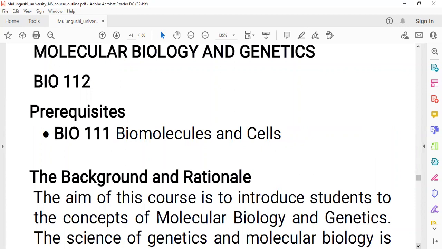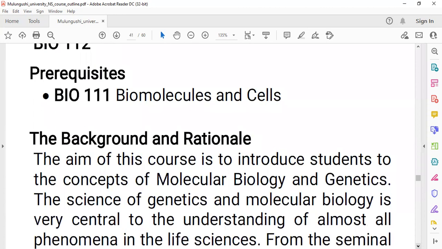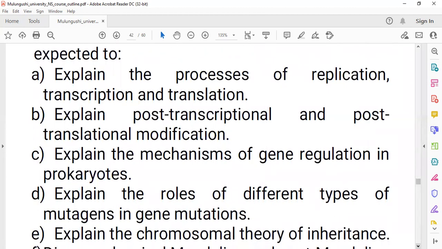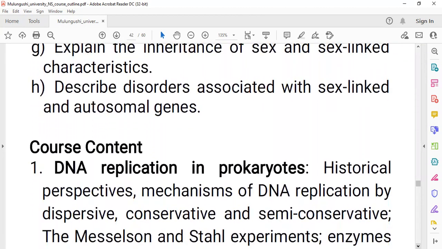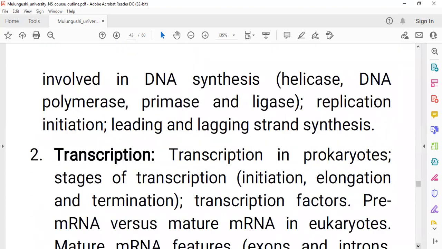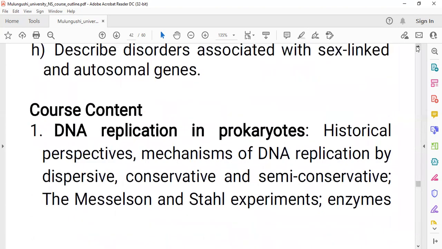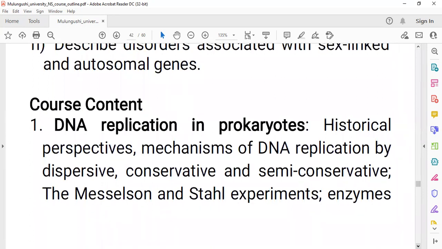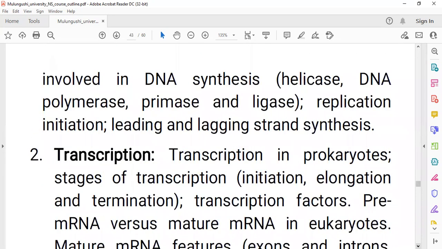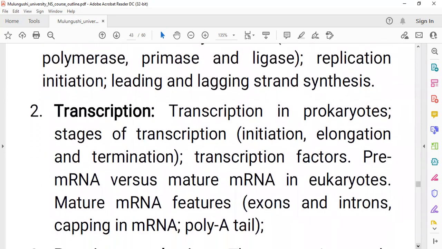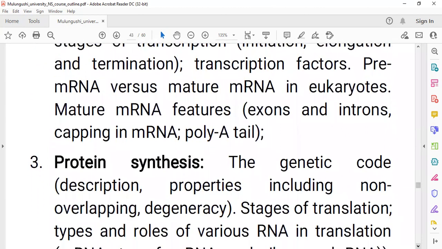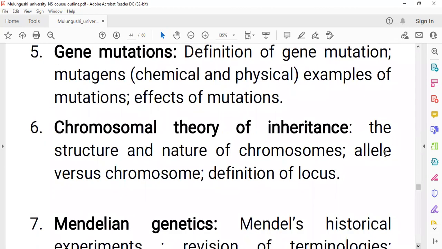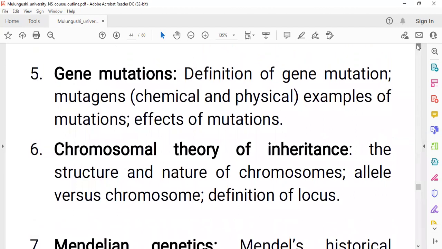So we move to Biology 112, which is molecular biology and genetics. The focus now will be broad, mainly on molecular biology and genetics. This is the concept of how DNA is replicated in prokaryotic cells. These are cells without a membrane-bound nucleus. We're going to look at how DNA is transcribed, protein synthesis, the regulation of gene expression, and how genes are regulated.